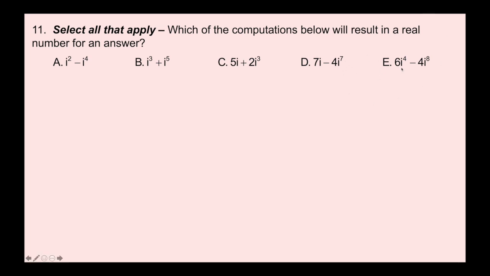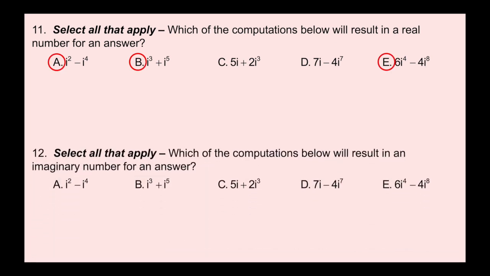And then for E, this i to the 4th is going to cancel. The i to the 8th will also cancel because that exponent is divisible by 4. So I end up with 6 minus 4 here, which is 2, and that is a real number. So answers are A, B, and E.